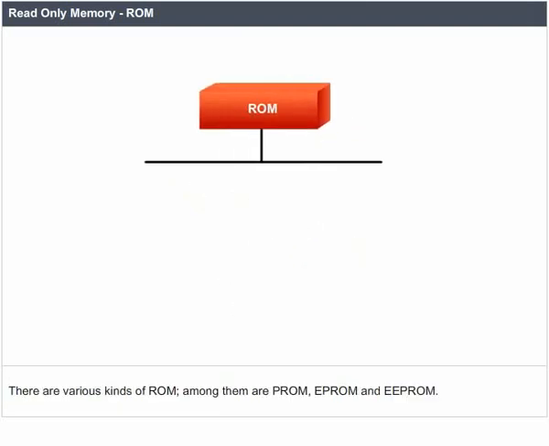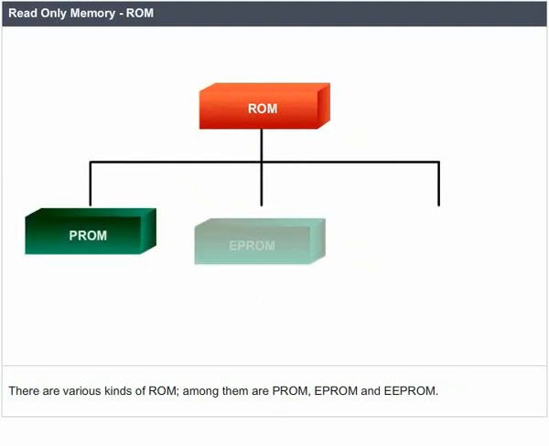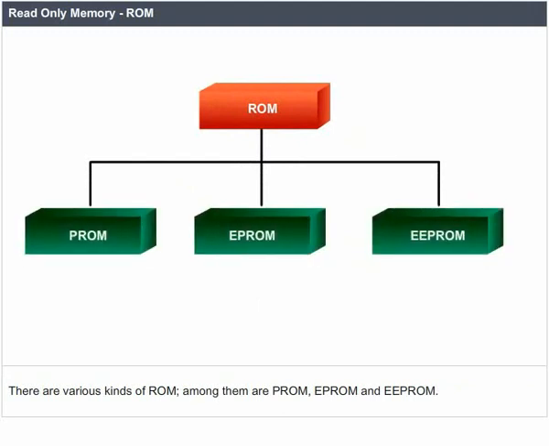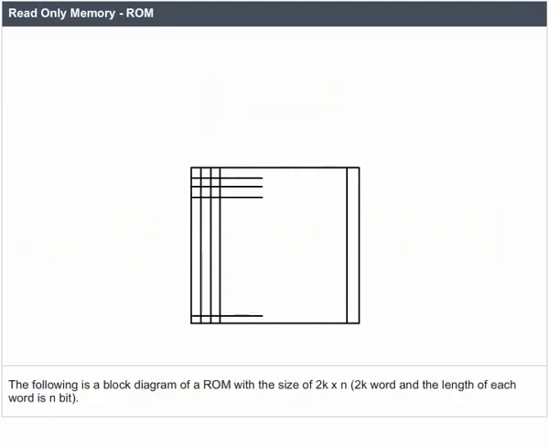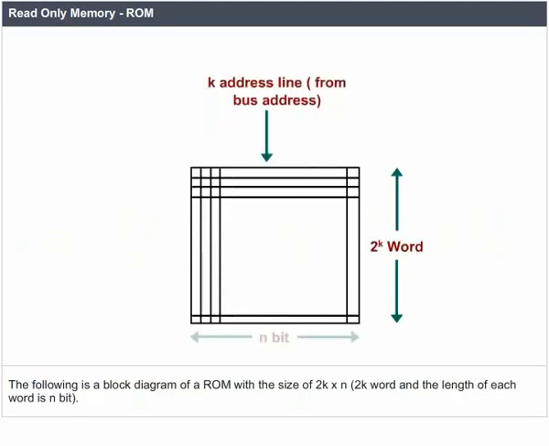There are various kinds of ROM. Among them are PROM, EPROM, and EEPROM. The difference is the ability to change data in them using specific methods and equipment. The following is a block diagram of a ROM with the size of 2^K by N, 2^K words, and the length of each word is N bits.